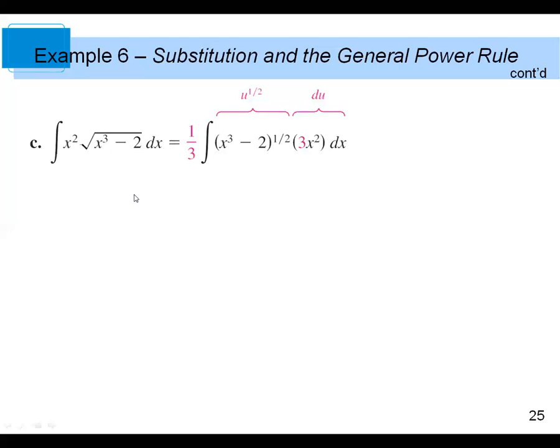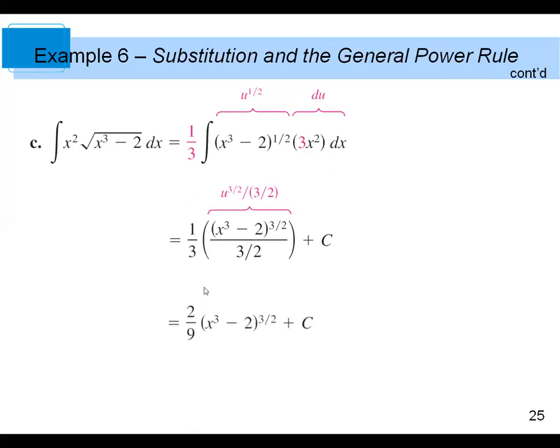All right, how about this one? Well, if you look at this, it almost fits the pattern exactly. The g prime would be 3x squared, and I just have an x squared here. So if I multiply and divide by 3, I would get my u to the 1/2 times the derivative of u, and then I have the 1/3 outside. So then I can just make the substitution using the general power rule. Add 1 to the exponent, divide by the new exponent, and don't forget to have your 1/3 factor out front. So you get 2/9 quantity x cubed minus 2 to the 3/2 power plus c.